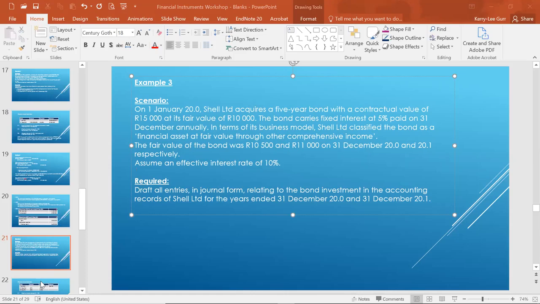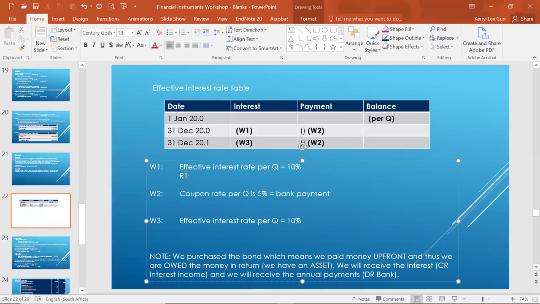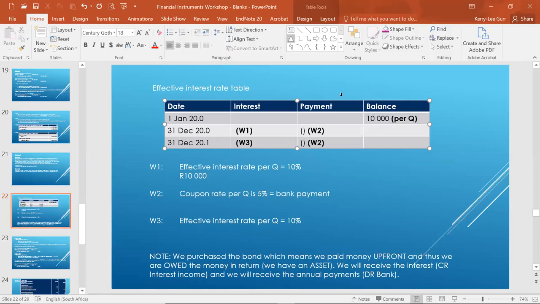Okay, so we're going to move on to our workings. It is a debt instrument, so we do expect to see a table coming through to work out our interest and payments, or in this case, shall we say receipts. So we start off with our fair value, and that is what is going to be paid for the actual bond. In this case, it was 10,000. They gave it to us in the question that they're paying 10,000 for the bond itself.